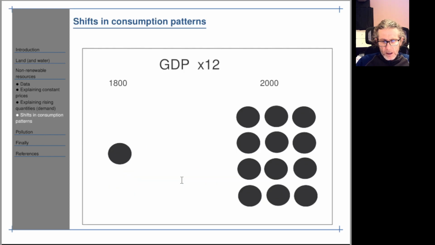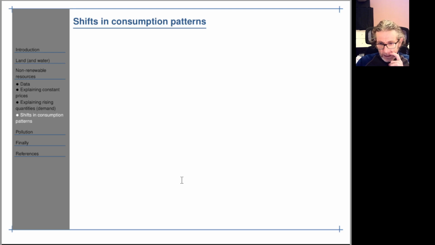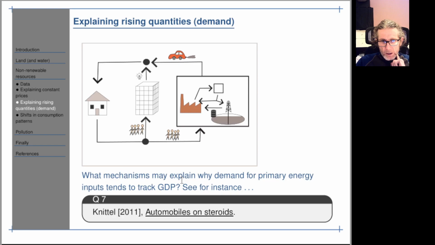Okay, so that's basically explaining rising quantities. This is the key explanation, that in resource-intensive goods, labor productivity tends to grow faster in these sectors than in these sectors. This is where the university lecturers are, right? So labor productivity grows faster here. The prices of these goods fall. We buy loads more of them over time, which pushes up resource use despite efficiency increases.